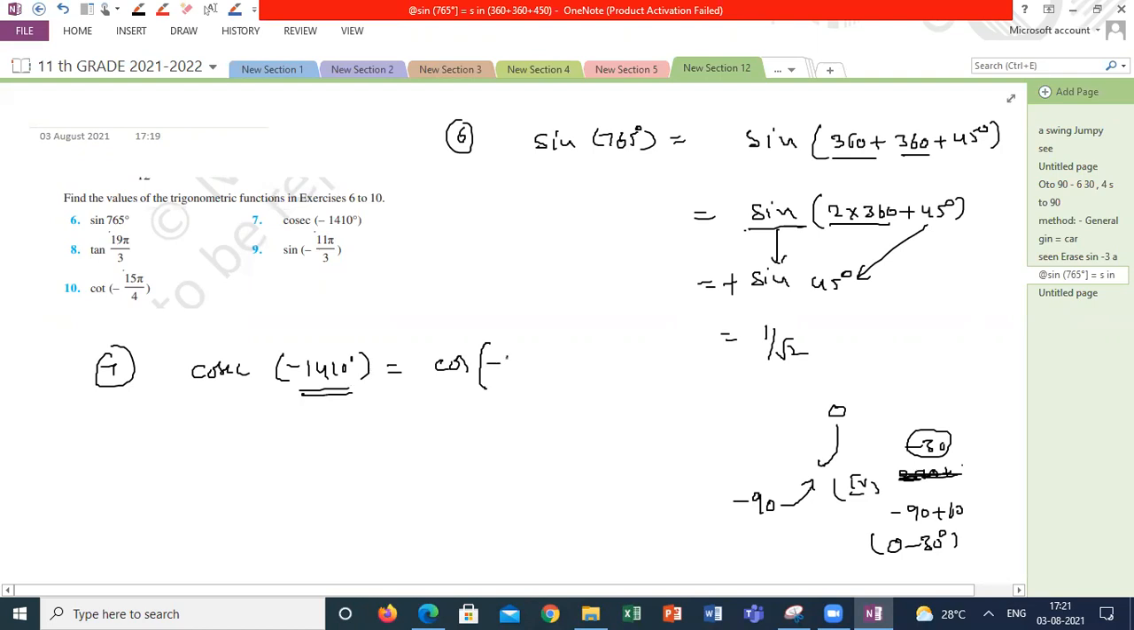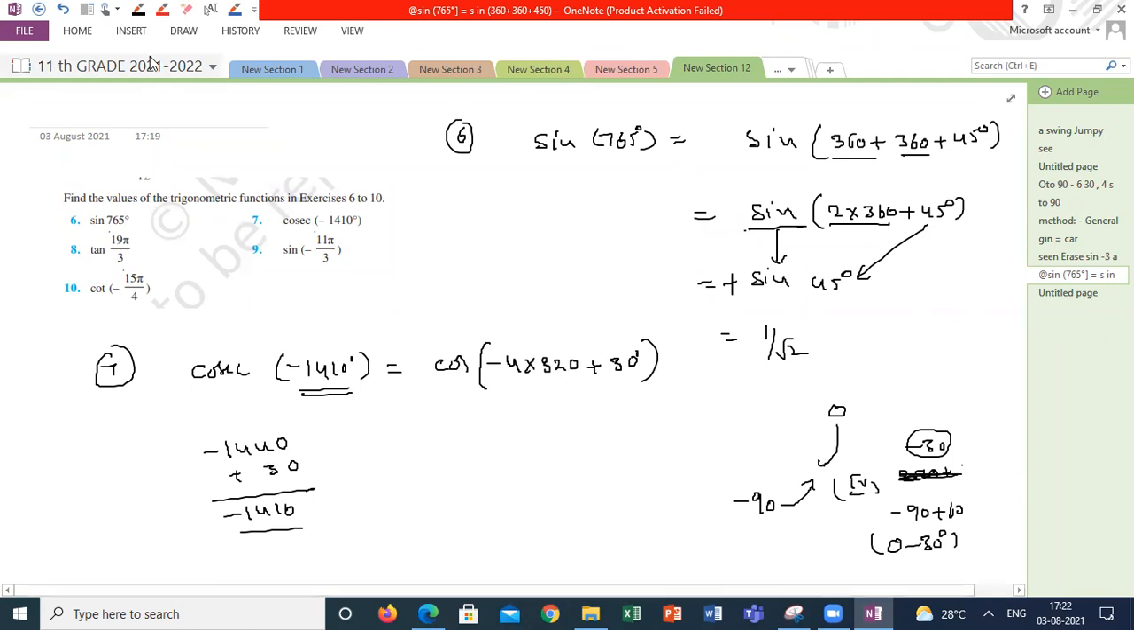I can write 4 into 360. How much, guys? 4 into 360 is how much? 1440. So how much extra negative value do I consider here? Minus 30. That means I have to add plus 30 now. Correct or not? This is minus 1440 plus 30. This is minus 1410. Now it is ready.